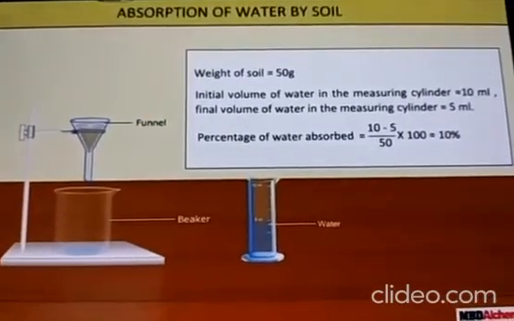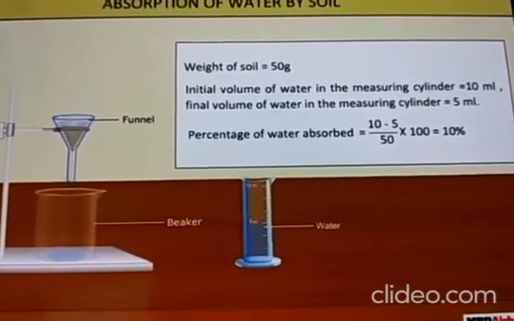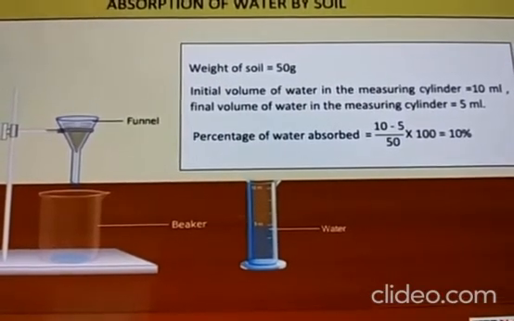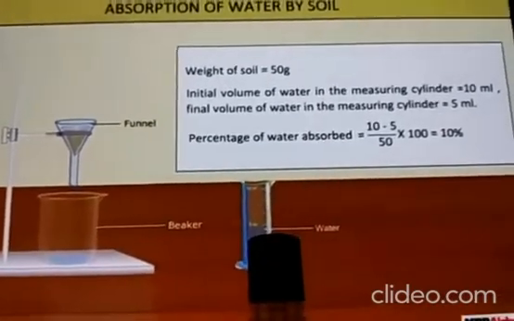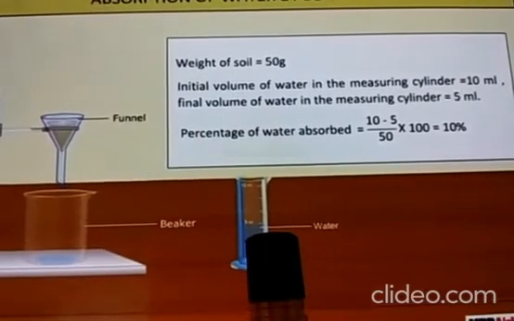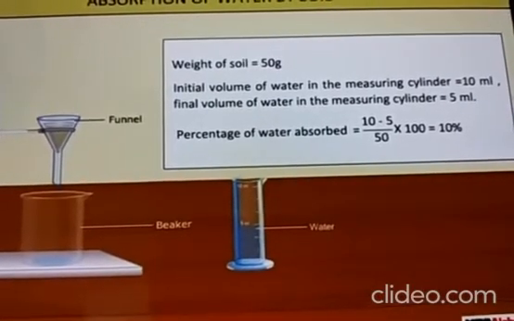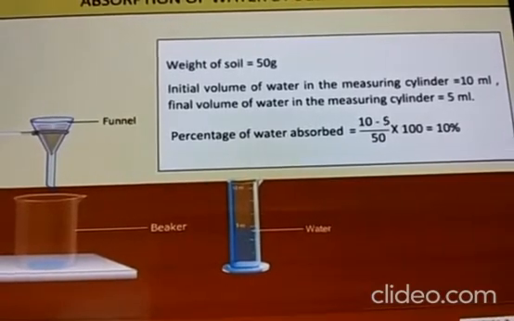The volume of water absorbed by the soil is equal to U minus V. U is the initial, the starting level of water. V is the final level of water. So this is U minus V. The weight of water absorbed by the soil is equal to U minus V grams.